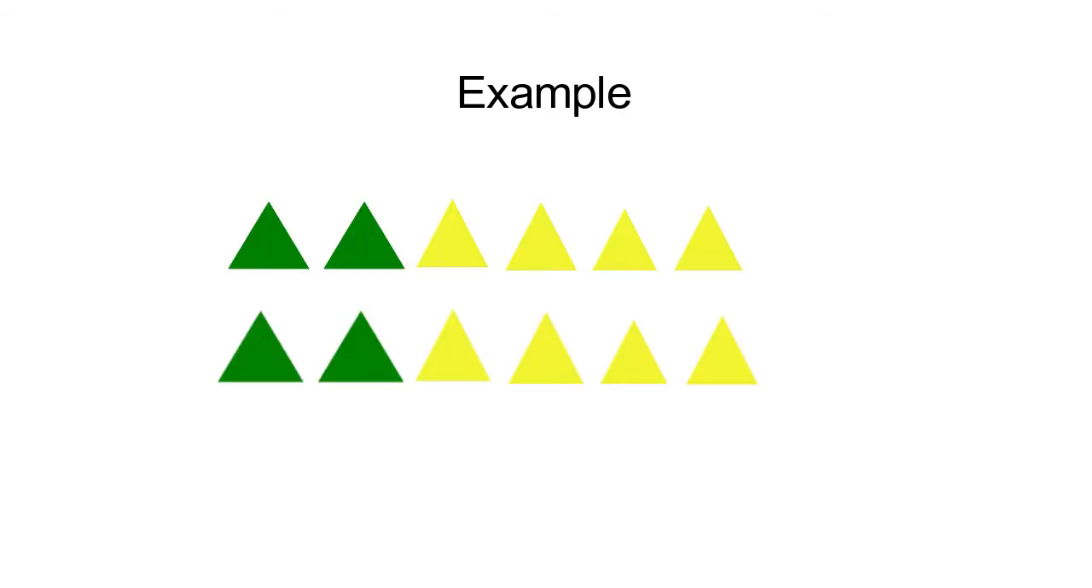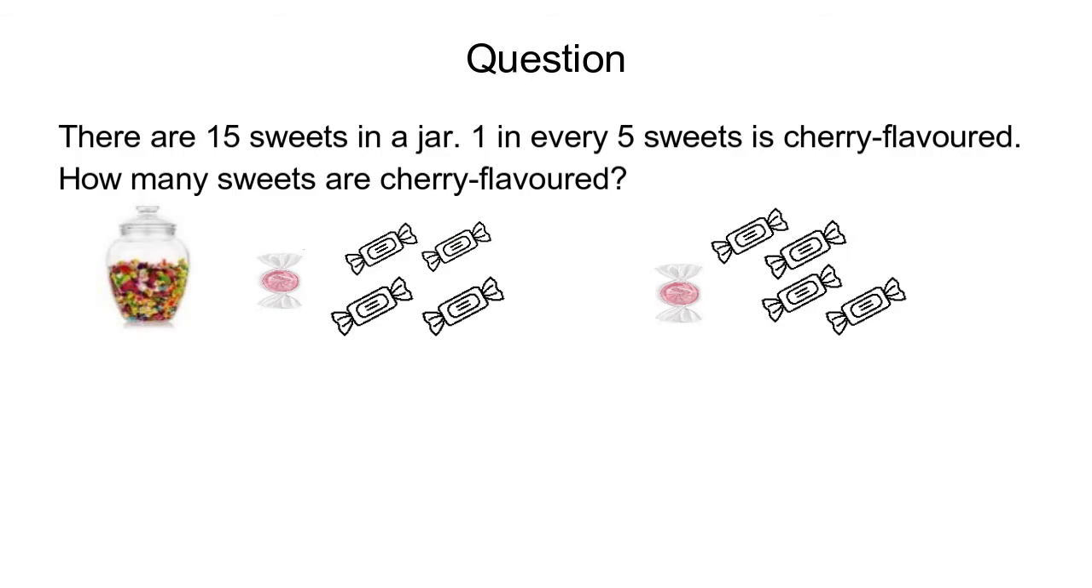Let's take a look at another example. Here, there are 2 green triangles in every 6 triangles. So here, the proportion of green triangles will be 2 by 6. Now let's try out these questions.